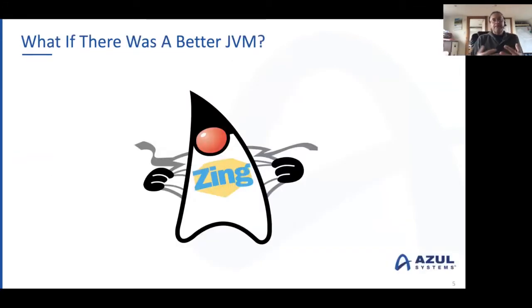So what if there was a better way of having a JVM work? Well, that's what we've done at Azul. We've created this thing called Zing. Now, I don't want this to be a sales and marketing presentation, so what I'm going to do for the rest of the talk is explain how we actually make this work in a better way.